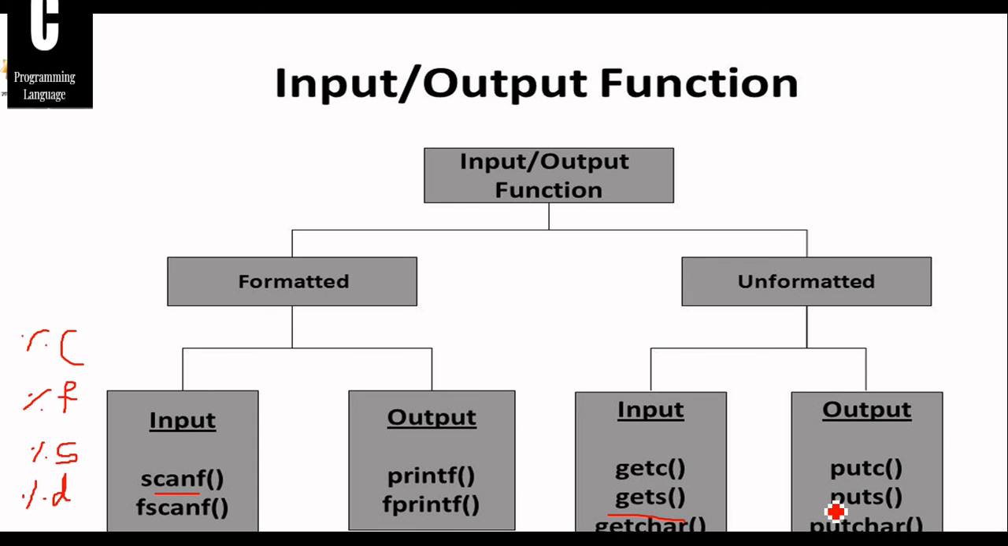Also, we use other functions like getch and putch. These are also different types of character input output functions. So there are two categories: formatted and unformatted functions. We will see detailed examples of this so you will understand better.